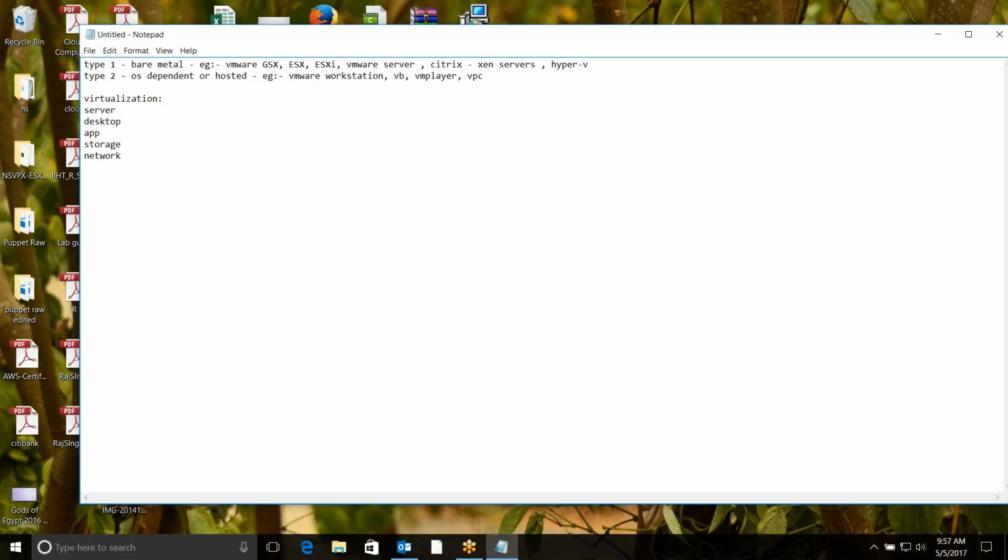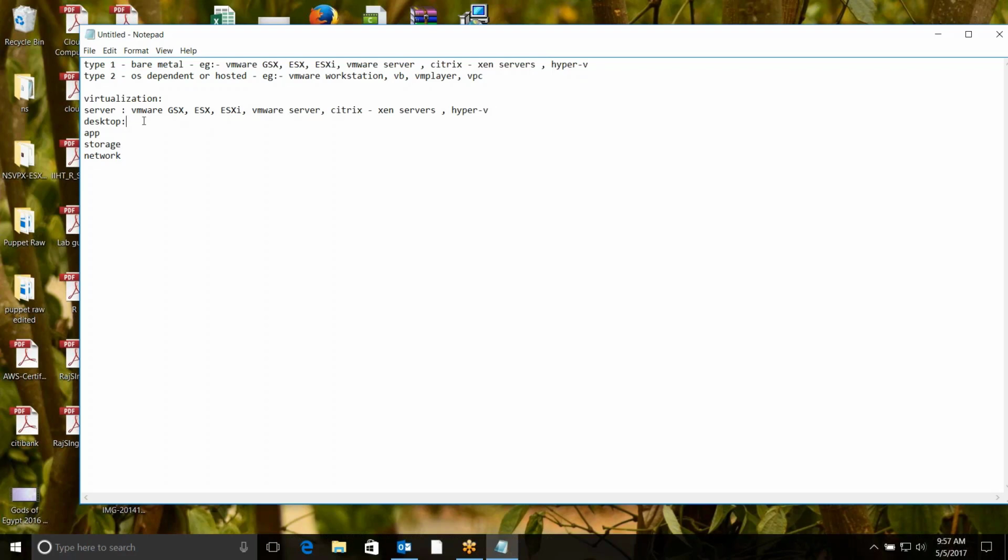Now the tools used for these. For server virtualization, from VMware we have GSX, ESX, and VMware Server. These are the tools from VMware for server virtualization. In the same way, from Citrix for server virtualization you have Citrix Xen Server, and from Microsoft you have Hyper-V. These are the tools used for server virtualization.